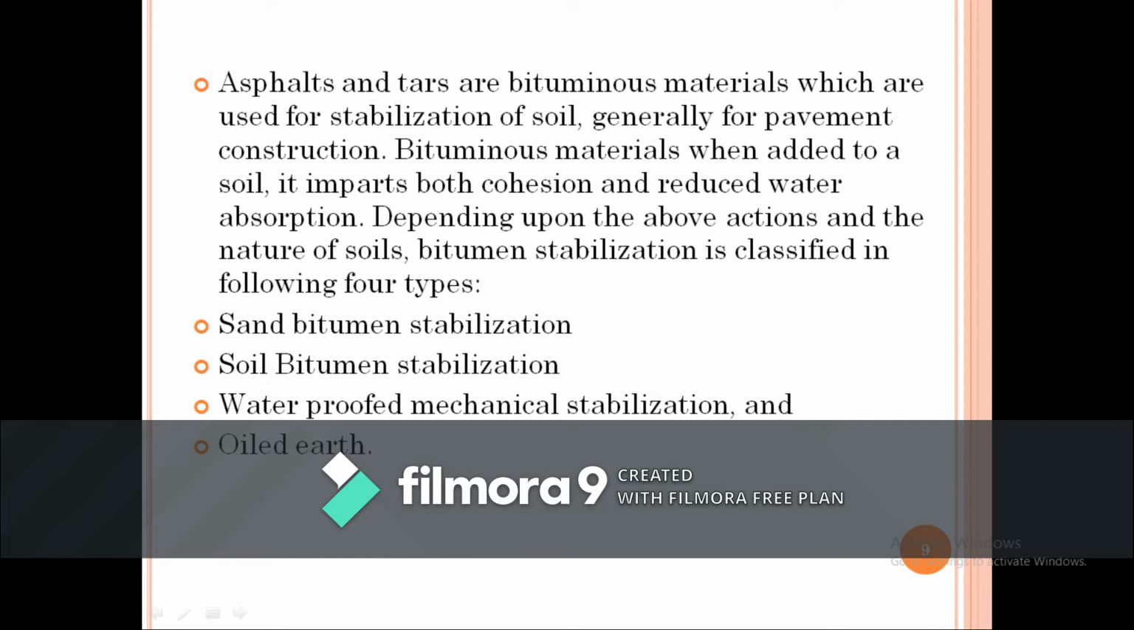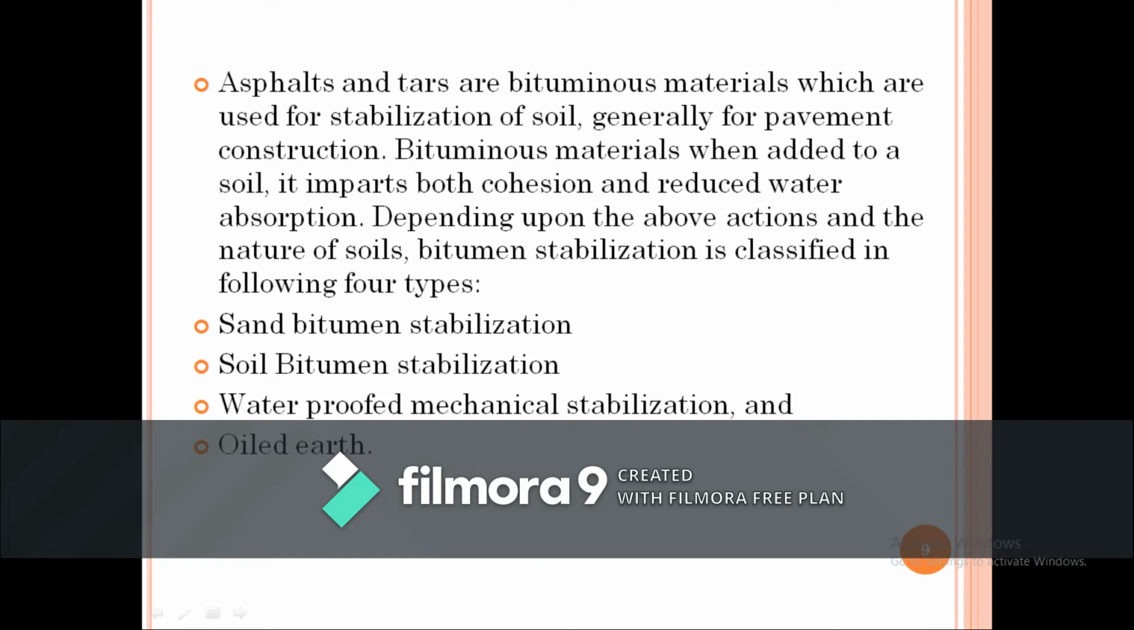So asphalts and tars are the two bitumen materials that we know. These are used in soil stabilization, mainly in highway design. Bituminous materials, when added to a soil, impart both cohesion and reduced water absorption. We have already seen this. Depending upon this action and the nature of the soils, bitumen stabilization is classified into 4 types.